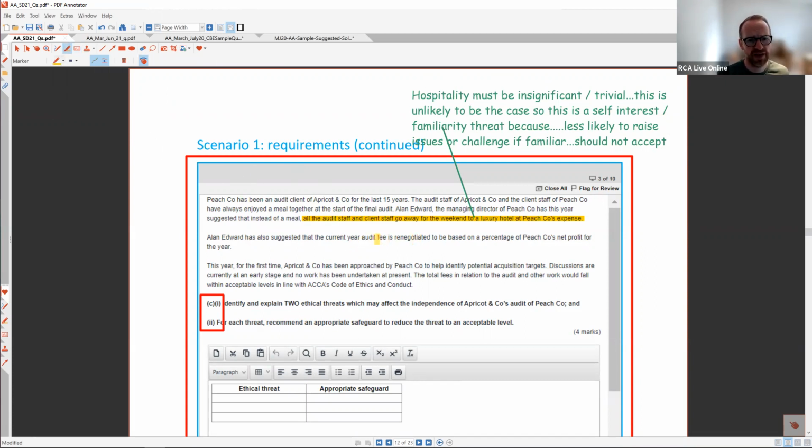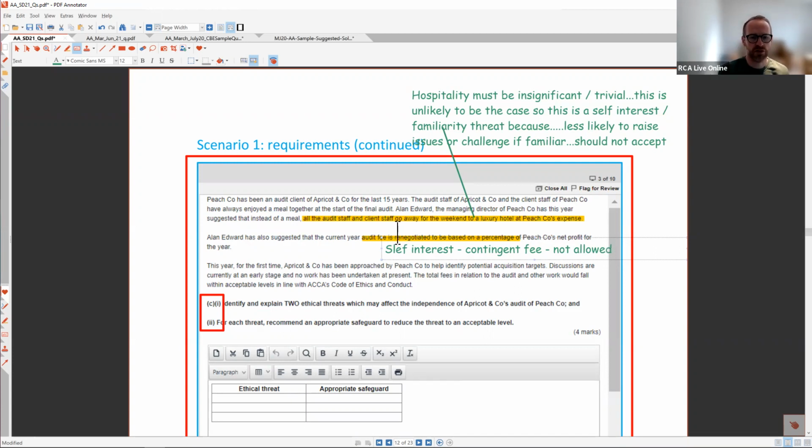It's been suggested the fee is negotiated based on a percentage. Well, that's an easy one. That is a self-interest threat. And that's because it's now in your interest that the profit would increase. It's called a contingent fee. And it is not allowed. They can't do it. So you can't accept that.